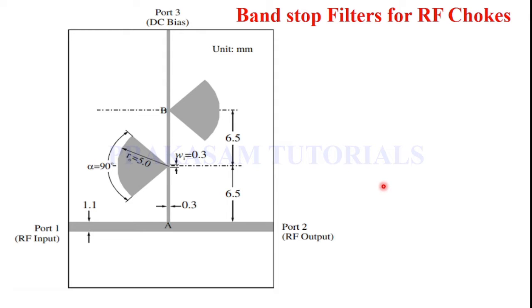In this video, I am going to design a bandstop filter for RF choke using HFSS software. So before going to the design, what is the function of RF choke? A bandstop filter should function efficiently in a bias network to choke off RF transmission over its stop band, while maintaining a perfect transmission for direct current. So that is the function of RF choke.